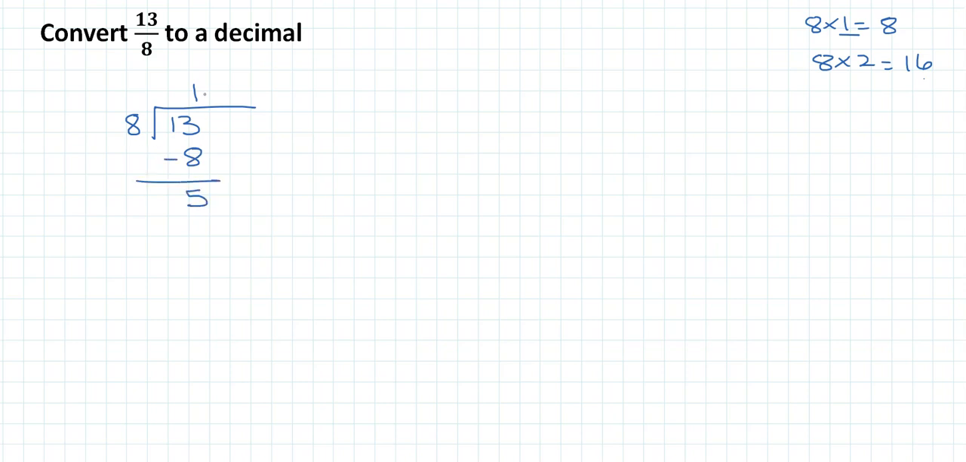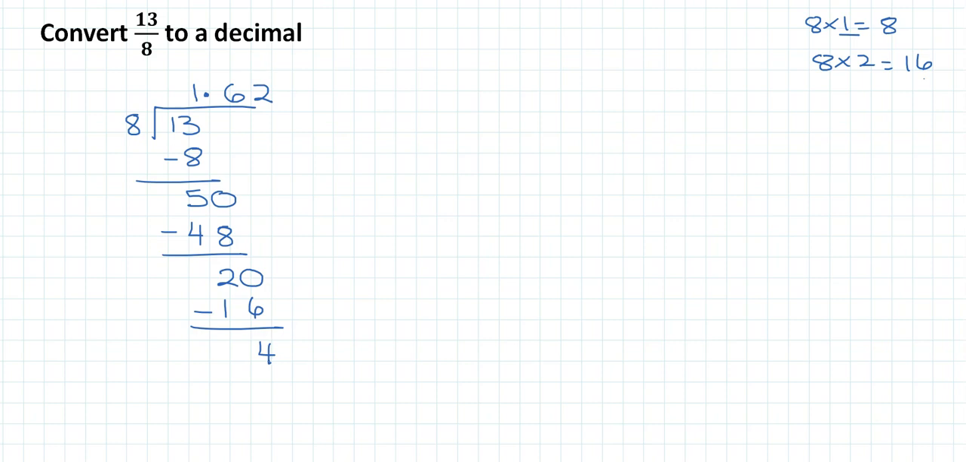So 5 is less than 8, so let's go ahead and put a decimal here. That allows us to make this 50. 50 divided by 8, we have 6 groups of 8 in 50. 6 multiplied by 8 is 48. And we subtract, and we're left with 2. Now that we have 2, because of the decimal, we can introduce a 0 here. 20 divided by 8, we have 2 groups of 8 in 20. So 2 multiplied by 8, we have 16. And then we can subtract, and we're left with a remainder of 4.